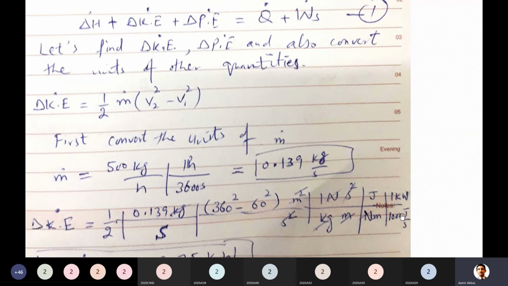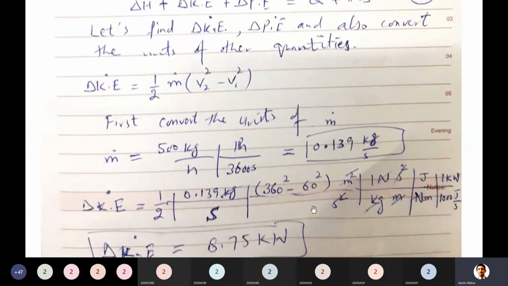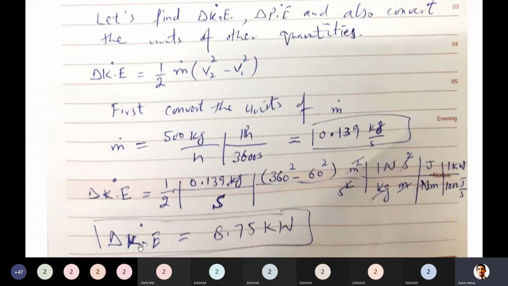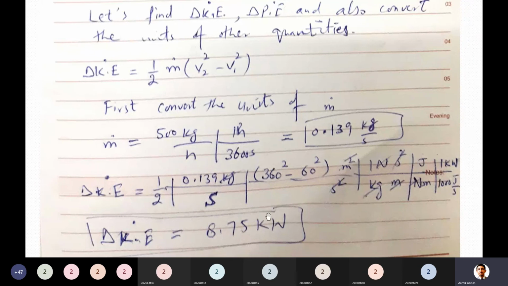Actually 1 joule per second is equal to 1 watt, but I used 1000 joule per second to make these two conversions in one step. What you can do is write first joule per second is equal to watt, and then 1000 watt is equal to 1 kilowatt. So this is just a simple conversion, guys, nothing more. At the end of the day you can simplify this, and your answer is the change in kinetic energy is 8.75 kilowatt. Any confusion, any question here?